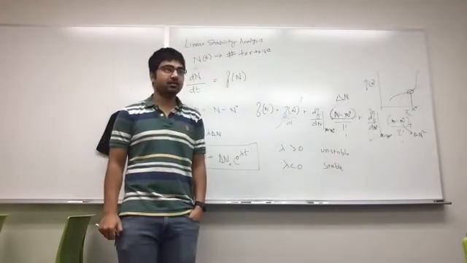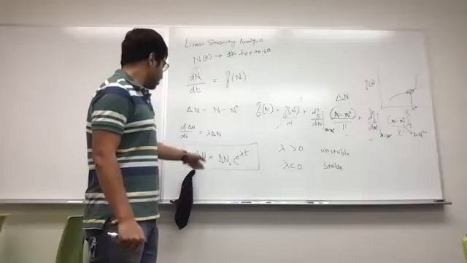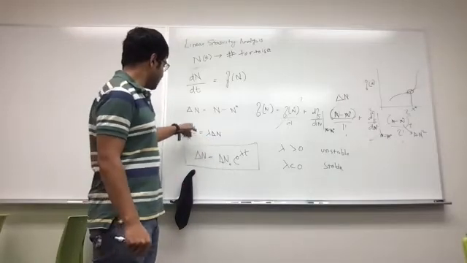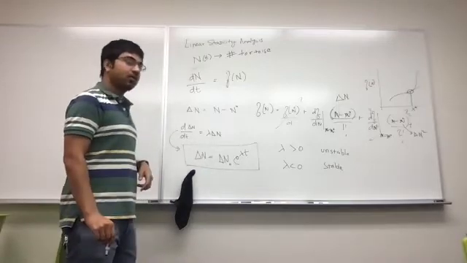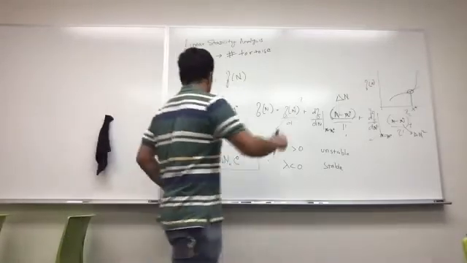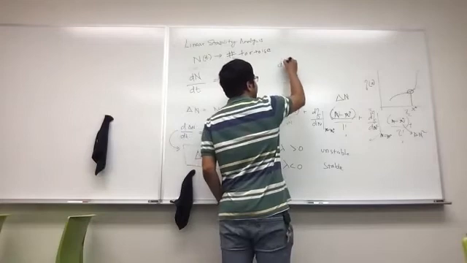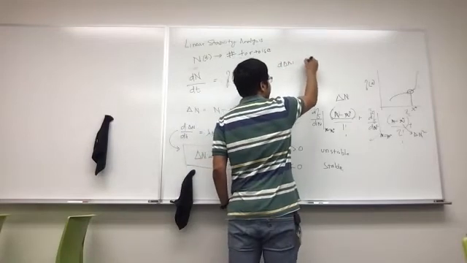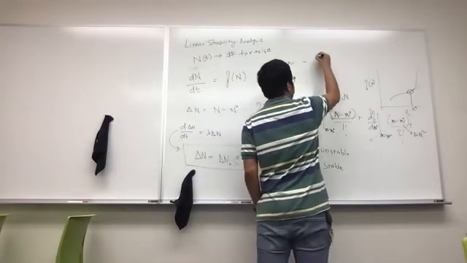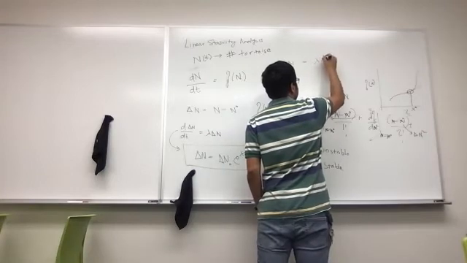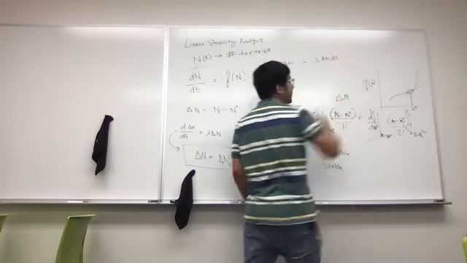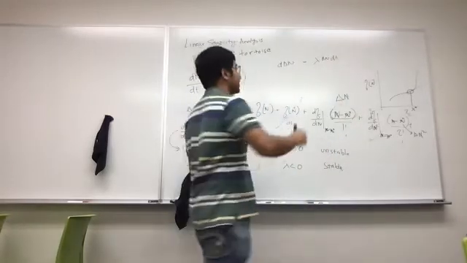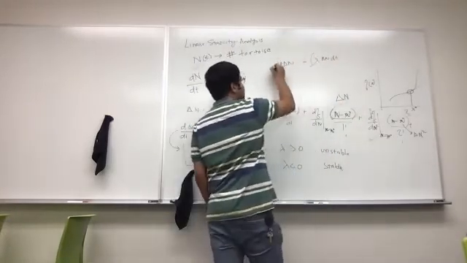Yes. Oh, I solved this equation to get this. Okay, so let's say you have d delta n equals lambda delta n times dt. I can bring this over, and then integrate on both sides.